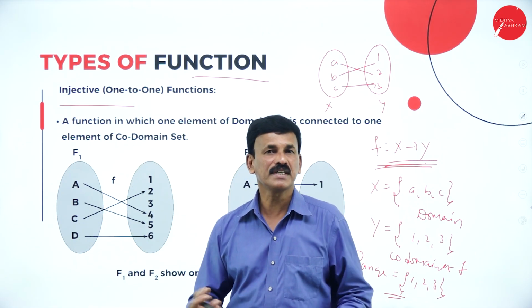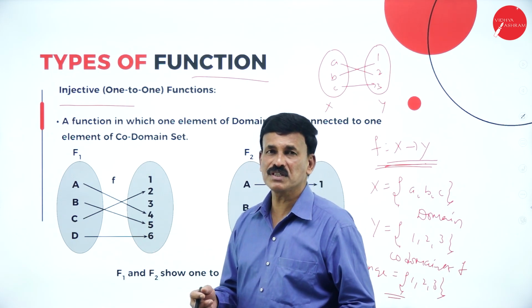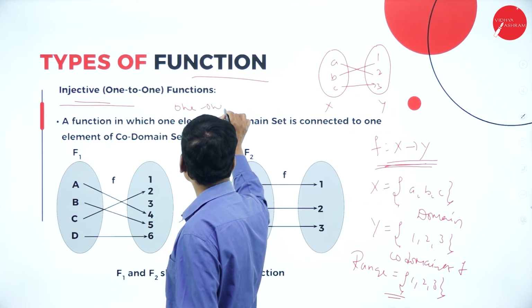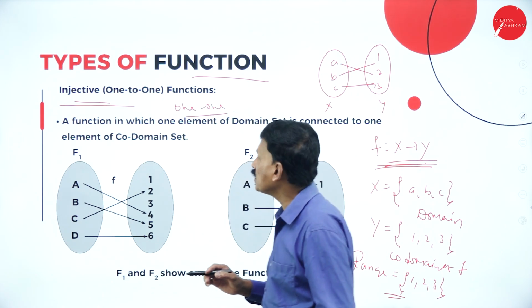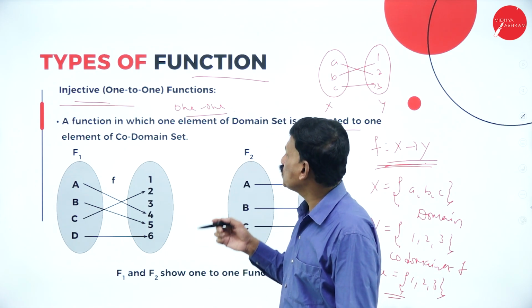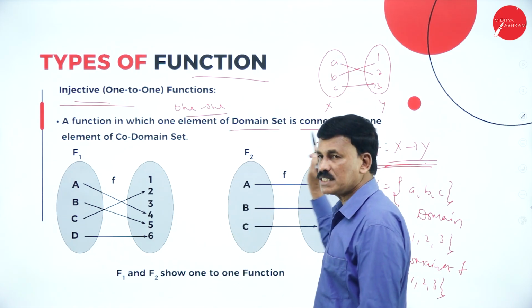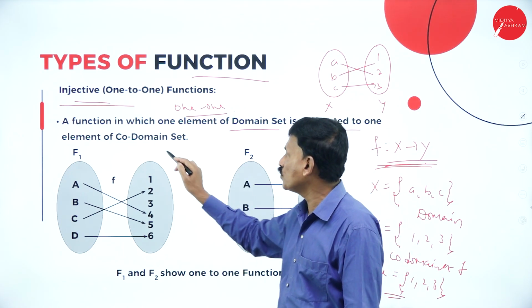Let us come to the different types of function. The first one is the one-one function, or it is also called an injective function. A function f from A to B is said to be a one-one function if one element of the domain set is connected with one element of the codomain set.